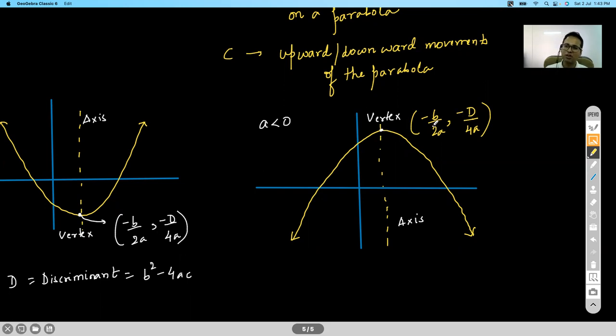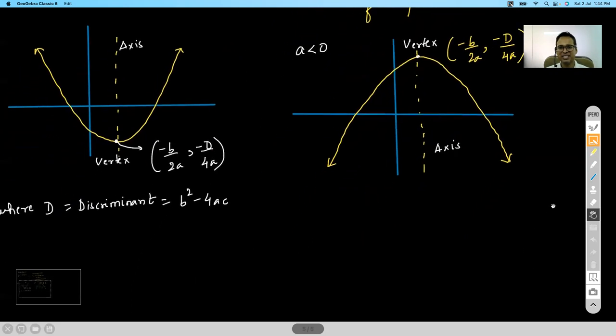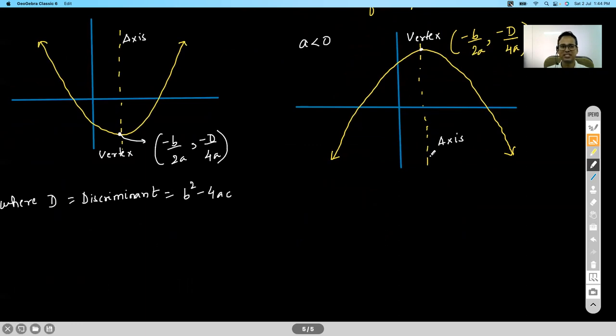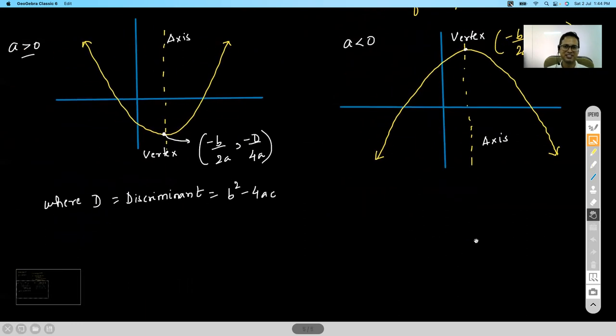The vertex coordinate always remains minus b by 2a, comma minus d by 4a for an upward or downward opening parabola. Mind you, the parabolas can also open left or right, but those will not be considered as functions. So we'll not be talking about those parabolas until we get into the conic sections chapter. Now, look at the graph and tell me whether A is positive or negative.